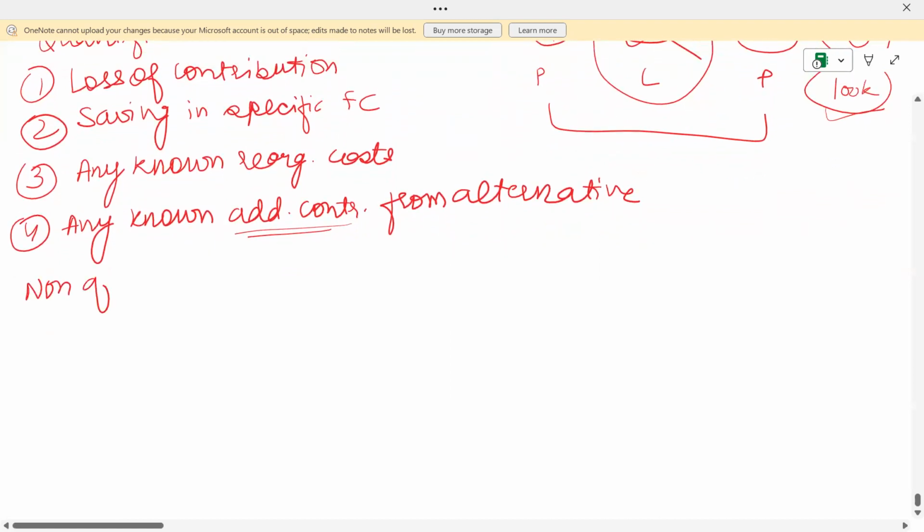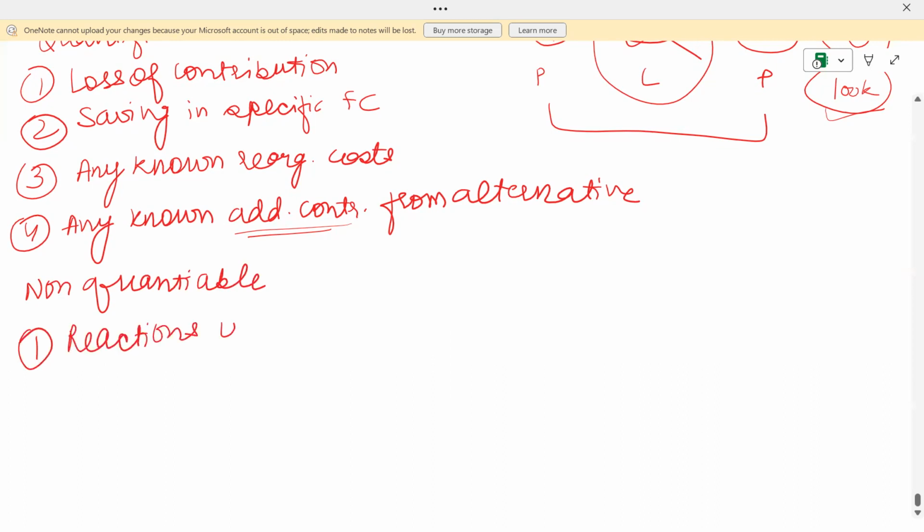Now let's talk about the non-quantifiable costs or benefits. First of all, what cannot be quantified is how the customers and suppliers are going to react. The reactions of customers and suppliers is something which we do not know. How are they going to respond?